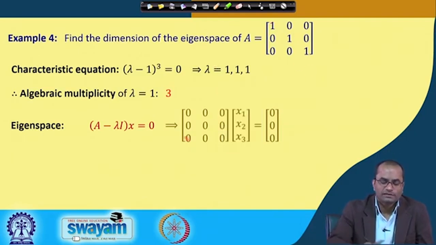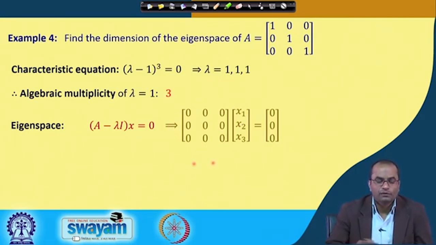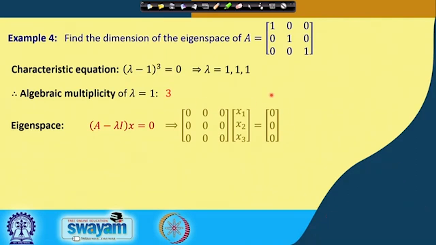So, what we will get is the 0 matrix here, in x 1, x 2, x 3, is equal to again the 0 matrix. So, what do we see now in this case? That there is no pivot here, and all the variables x 1, x 2, x 3 are free variables. So, we can assign any value to x 1, x 2, x 3, they are free here, and that is a very special case which we have just seen now.